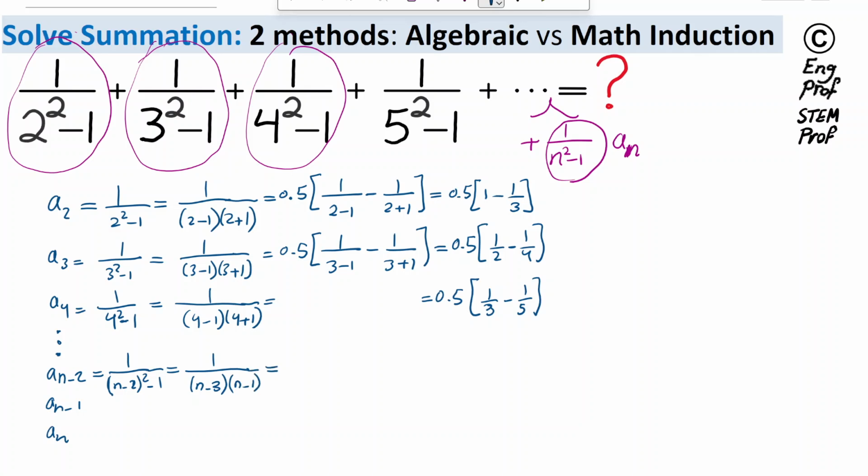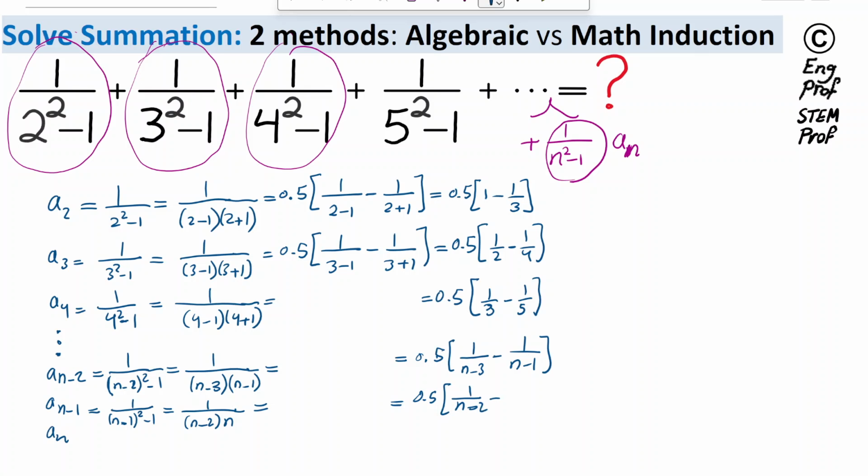So if you write it, you will end up with 0.5. I'm going to just write it here. So 0.5 times 1 over n-3 minus 1 over n-1. For the next term, a index n-1, we're going to get 1 over (n-1) squared minus 1, which is 1 over (n-2) times n. So obviously this becomes 0.5 times 1 over n-2 minus 1 over n.